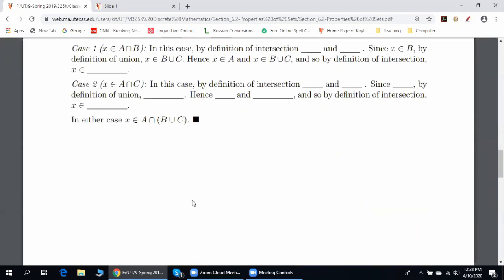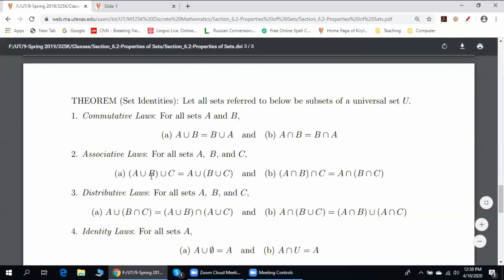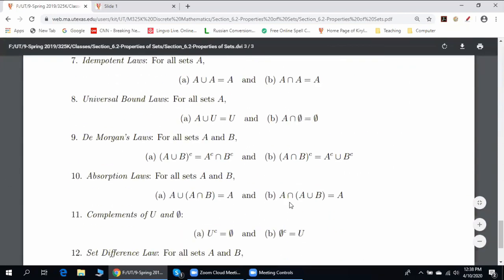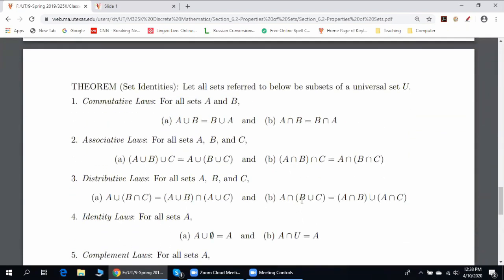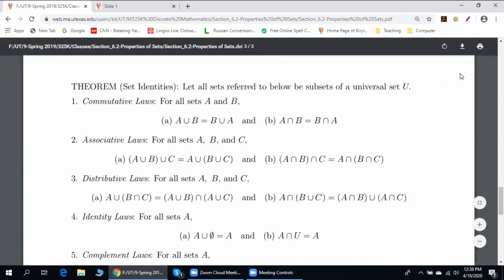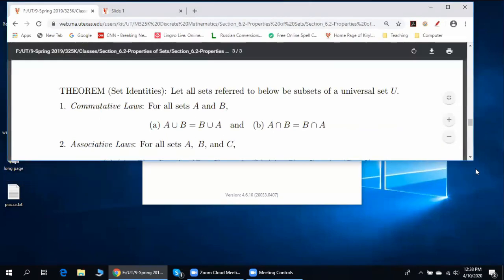Okay, guys. Now, in this way, we can prove all these laws. So as an illustration, we proved 3b. But using this approach, we can prove any of these laws. Now we can use these laws in order to prove more complicated set identities.